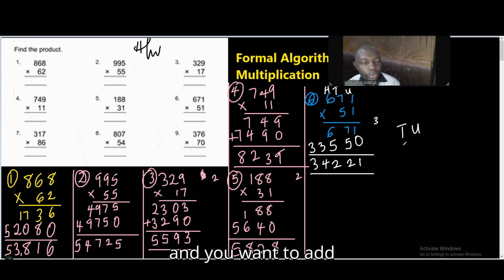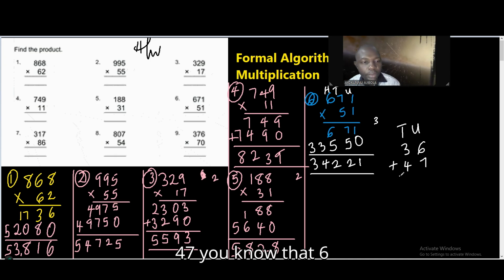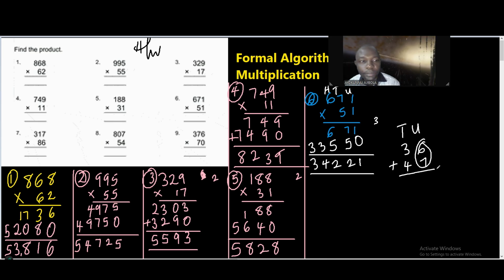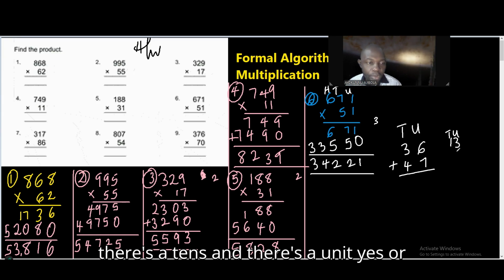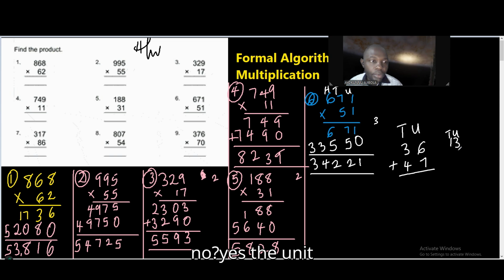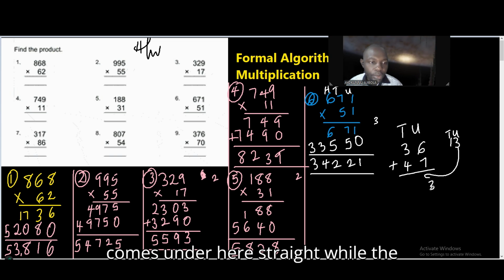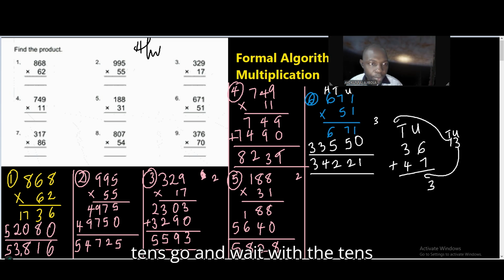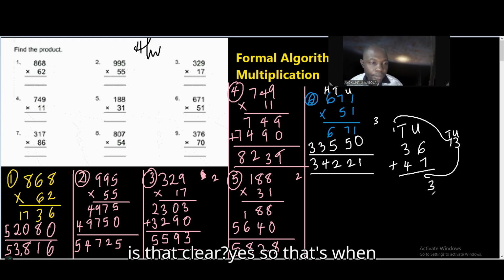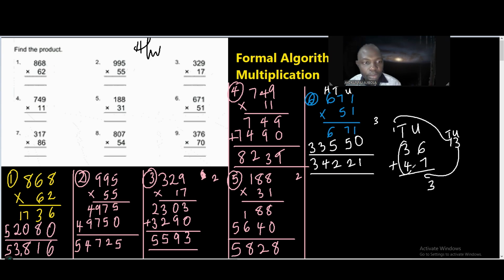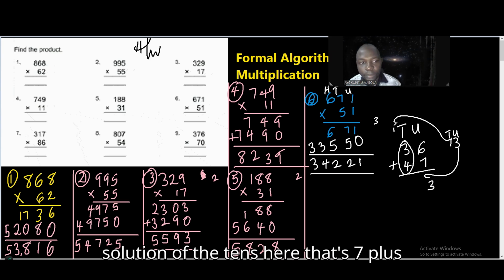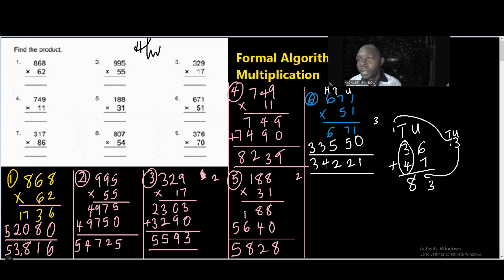And you want to add 36 plus 47. You know that 6 plus 7 is 13, right? If you put 13 down, there's a tens and there's a unit, yes or no? The unit comes under here straight, while the tens go and wait with the tens. So that's when you add the tens to the solution of the tens here. That's 7 plus the 1, making 8.